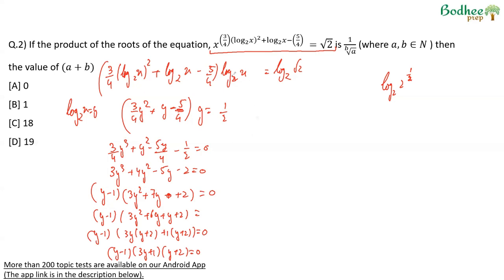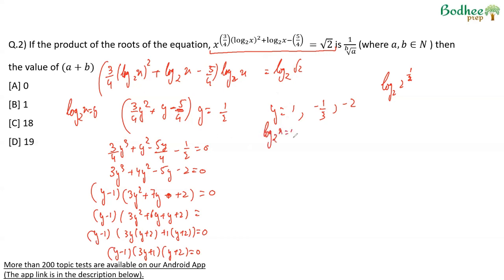So the value that y can take is 1, minus 1 by 3 and minus 2. So the product of roots will be minus 2 by 3. Sum of roots will be minus 4 by 3. Okay. Now y is nothing but log of x to the base 2.